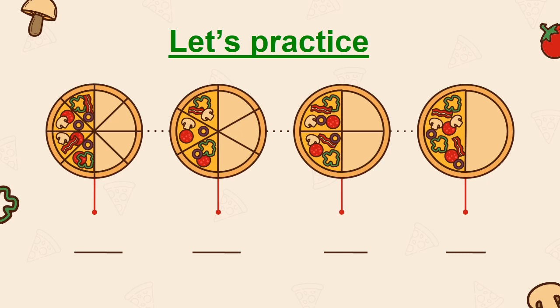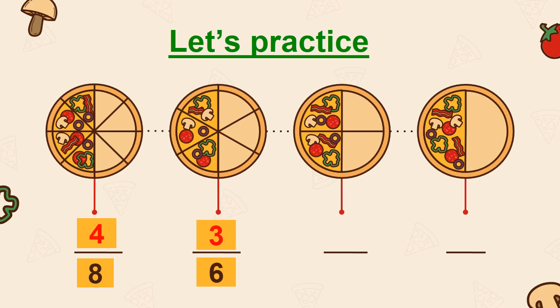So, in the first one, how many total parts? 1, 2, 3, 4, 5, 6, 7, 8. They are 8. How many colored parts? 1, 2, 3, 4. They are 4. So the fraction is 4 over 8. Next, the total parts are 1, 2, 3, 4, 5, 6. Colored parts 1, 2, 3. The fraction is 3 over 6.